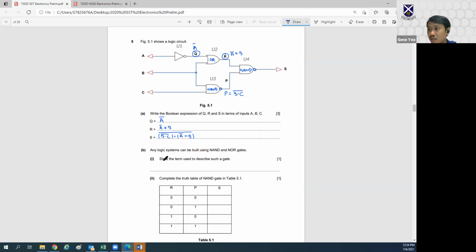All good? Basically just work it out gate by gate. Take it one gate at a time. Break it down, it's a bit simpler that way. Any logic system can be built using NAND and NOR gates, so such a gate is called a universal gate. You should know this. This one mark is yours for the taking.